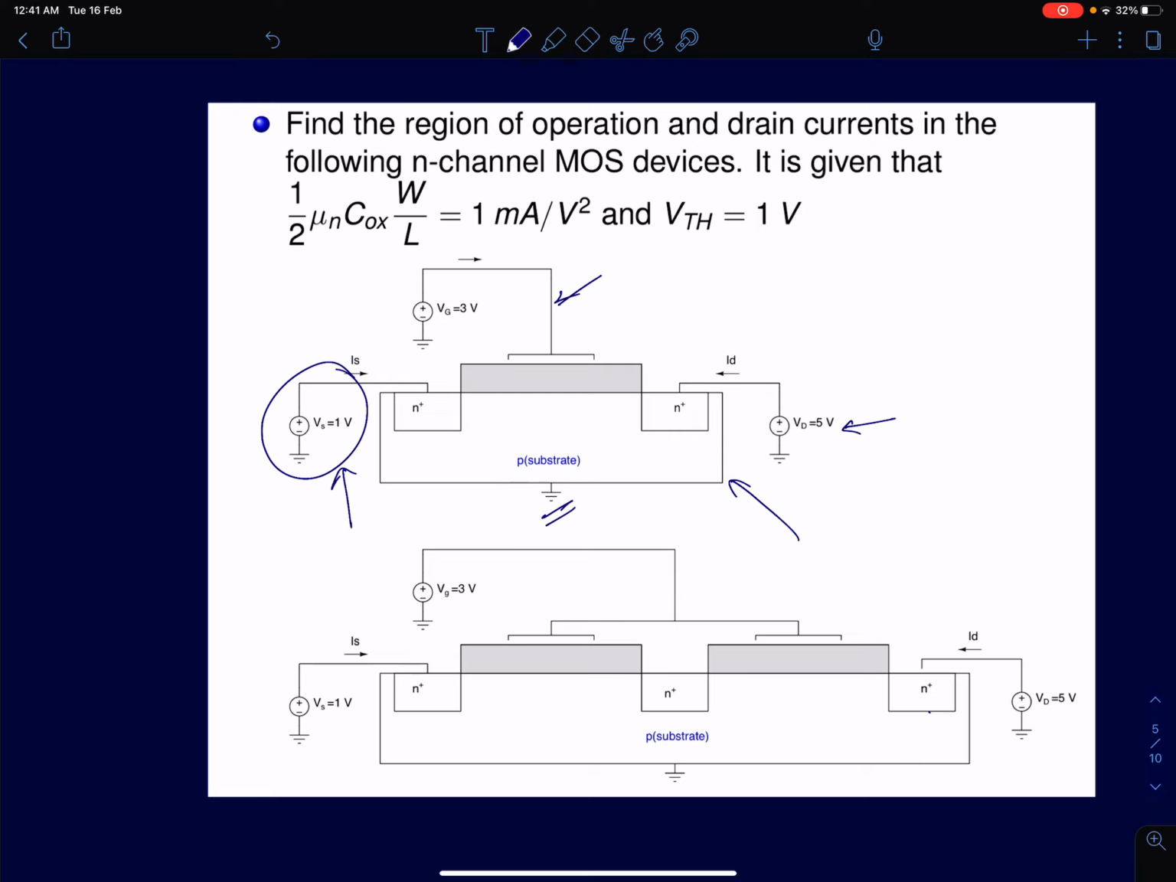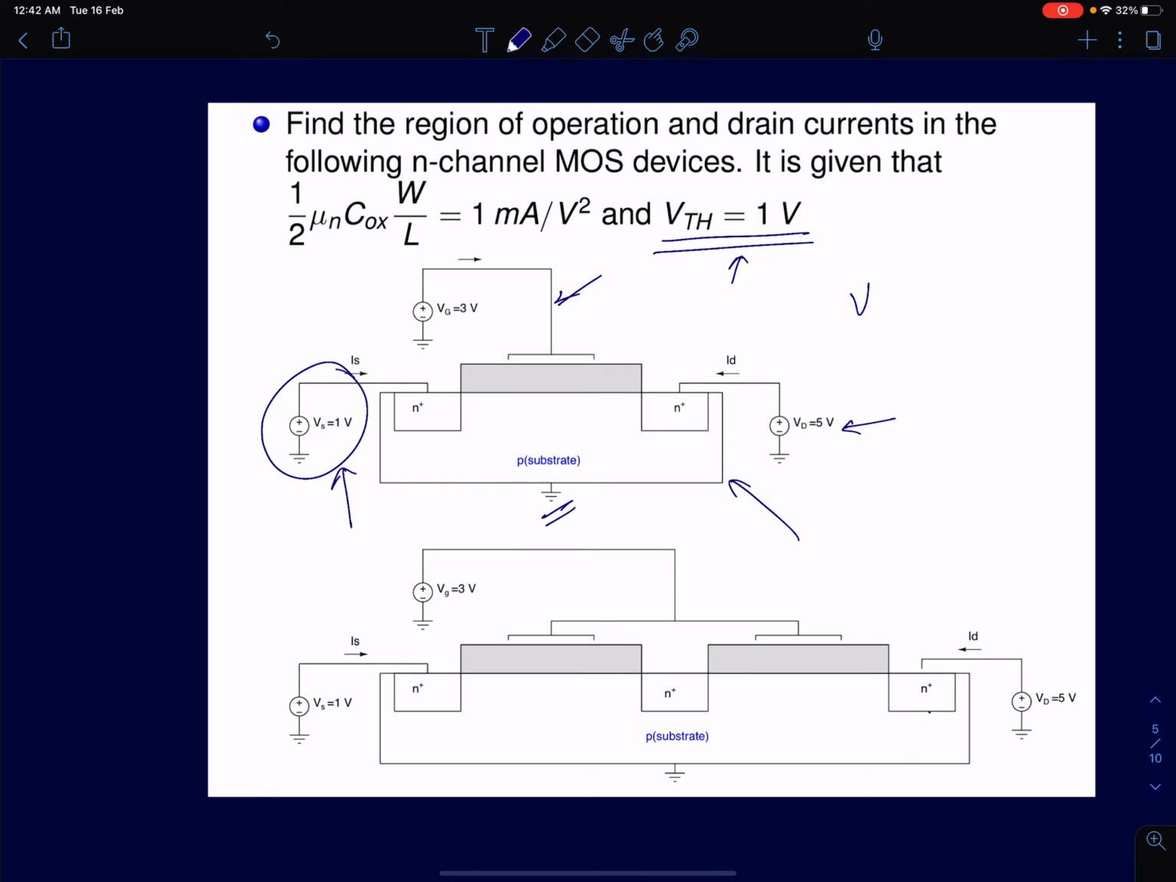That effect is called body effect. Because of the source being at a higher voltage, your VT will increase. We are neglecting that right now. So I'm going to assume VT remains unchanged even when the source is at a higher voltage, and that's going to be 1 volt. So now you're supposed to find the drain current and the region of operation.